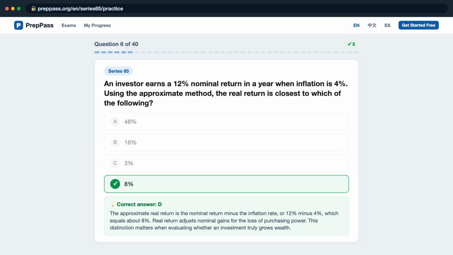The approximate real return is the nominal return minus the inflation rate, or 12% minus 4%, which equals about 8%. Real return adjusts nominal gains for the loss of purchasing power. This distinction matters when evaluating whether an investment truly grows wealth.